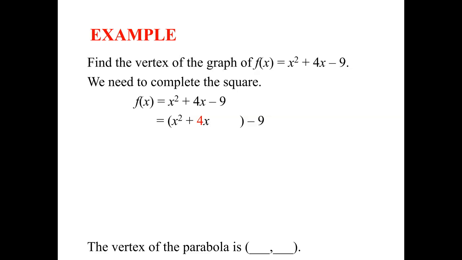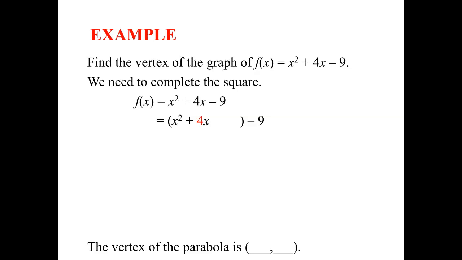So we have two methods. Completing the square puts it in vertex form. If you can easily complete the square, I highly recommend it because getting the rest of the information is a lot easier in vertex form than in standard form. Okay? So if we can use one equation to get all of our information, let's use it.